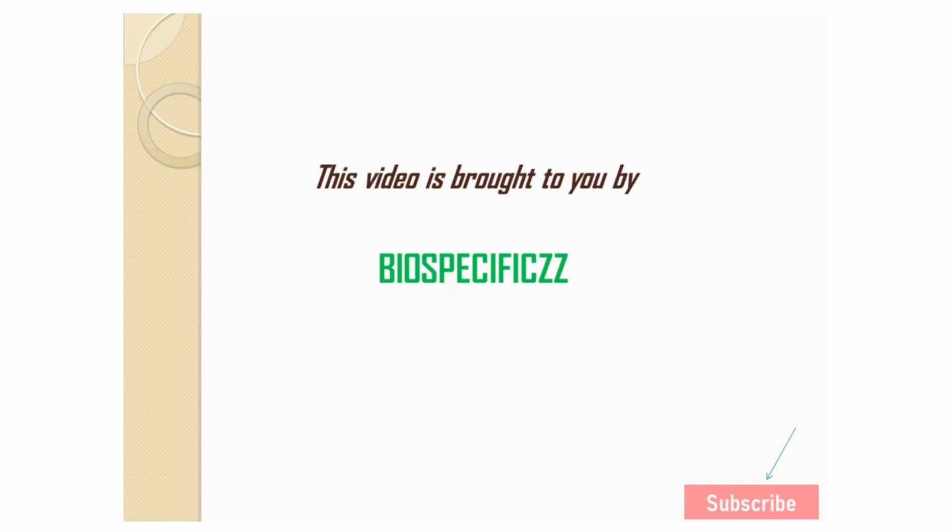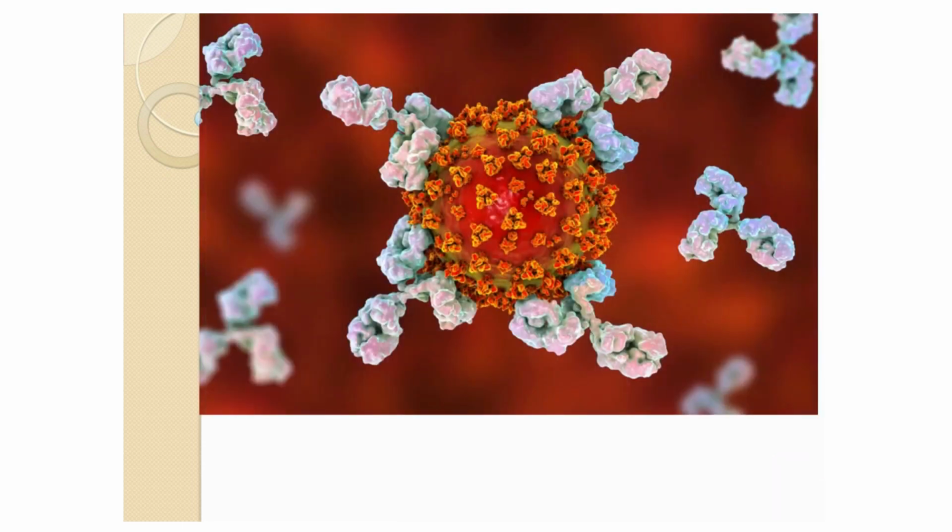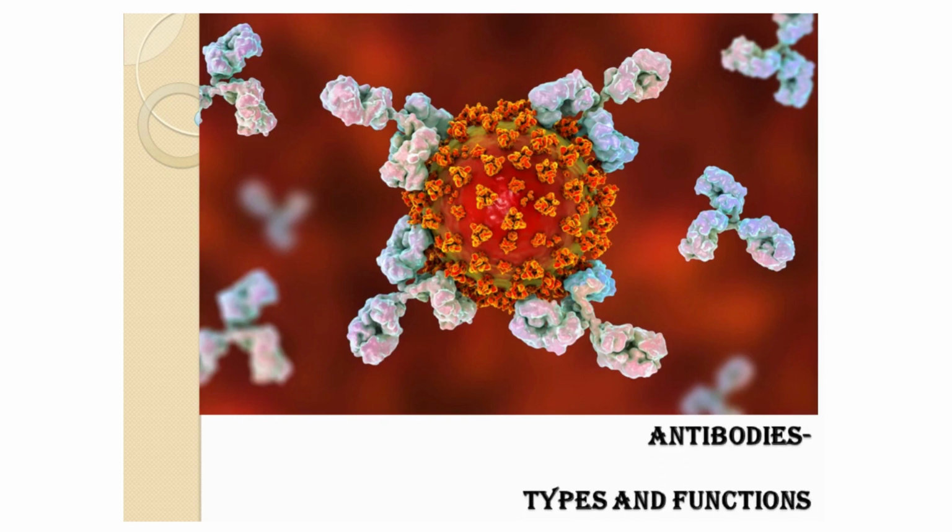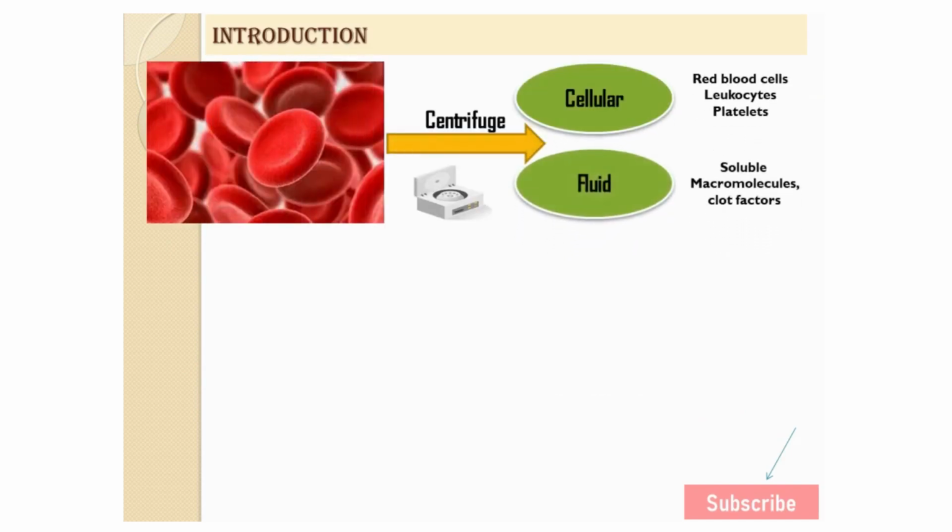Today in this video, we are going to take a quick look into the different types and functions of antibodies. Upon centrifugation, blood gets divided into the cellular and fluid fractions. The cellular fraction is composed of red blood cells, leukocytes, and platelets, while the fluid fraction is composed of soluble macromolecules and clot factors. The straw-colored fluid that is left after blood clotting is the blood plasma.